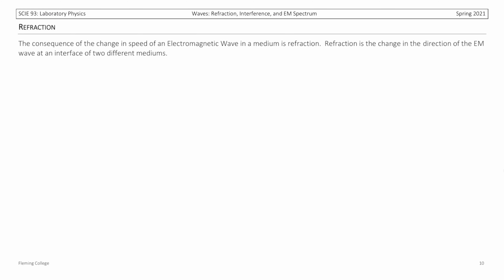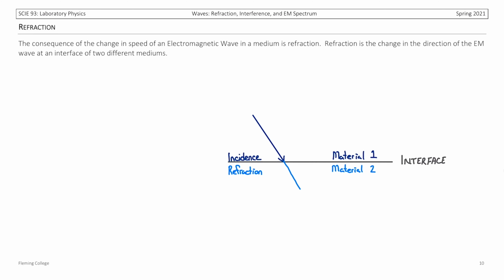We refer to the consequence of the change in speed of an electromagnetic wave in a medium as refraction. With this change in speed, we will also see a slight change in direction. This will occur any time an electromagnetic wave meets an interface between two different mediums. In this case, we have material 1 and material 2. The light moves through material 1, which we call the incident material, and then transitions into material 2, the refraction material. We can see that as it transitions into material 2, it will bend and change direction. So this entire range is the option for how it bends.